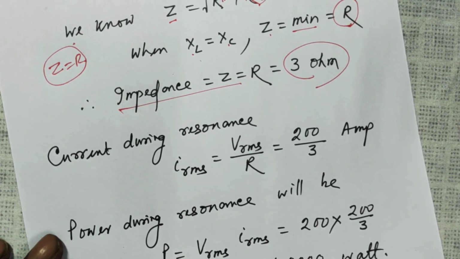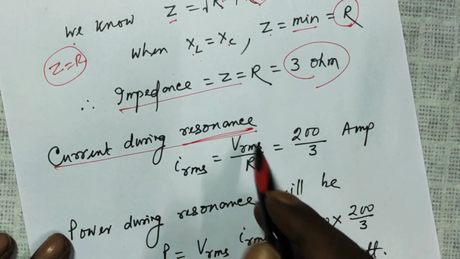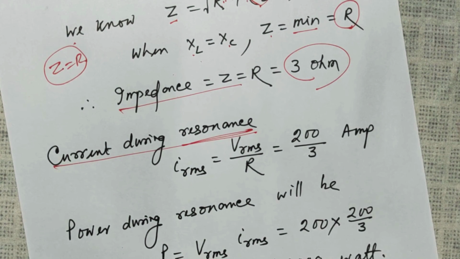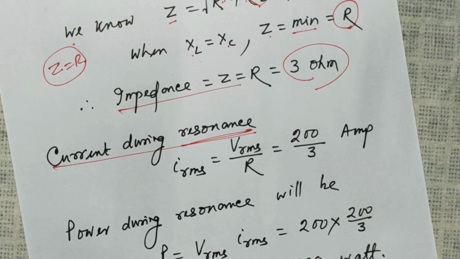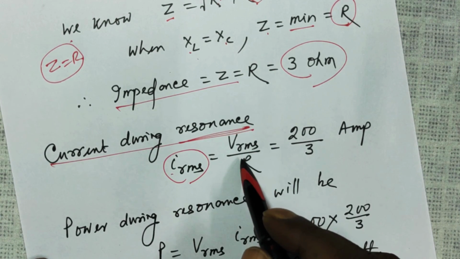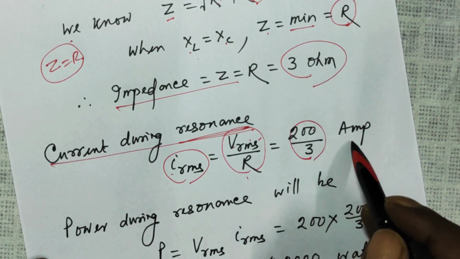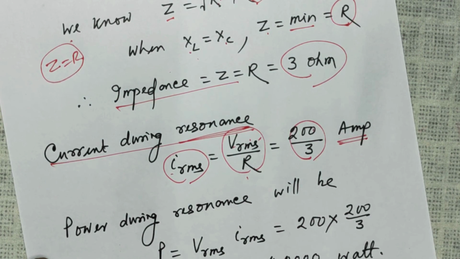Now, the current during resonance. IRMS is equal to VRMS over R, that is equal to 200 by 3, this many ampere.